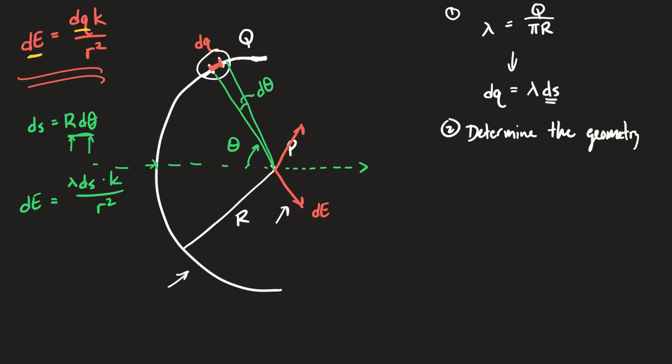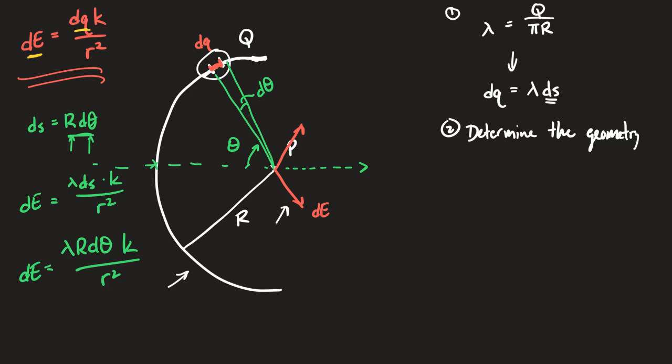Is that too small? And now instead of ds, I'm going to write this as dE equals lambda r d theta times k over r squared. So I've put the geometric part in there.